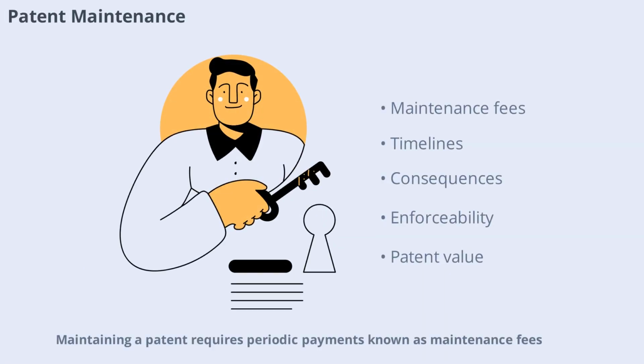Maintaining a patent requires periodic payments known as maintenance fees. Failure to pay these fees can result in the patent lapsing. In this scene, we'll outline the maintenance requirements, timelines, and consequences of non-payment. Staying on top of maintenance ensures your patent remains enforceable and valuable throughout its term.